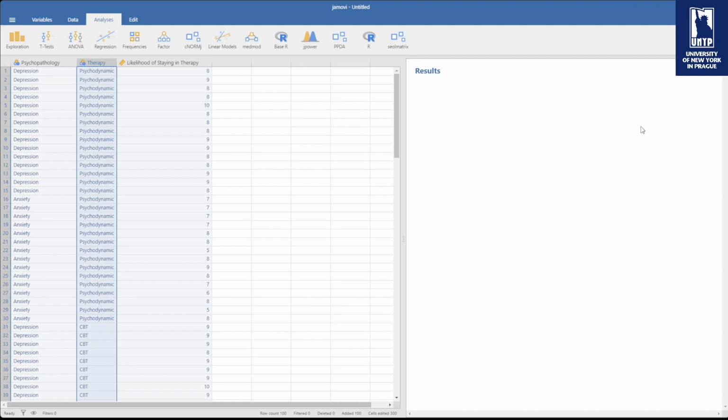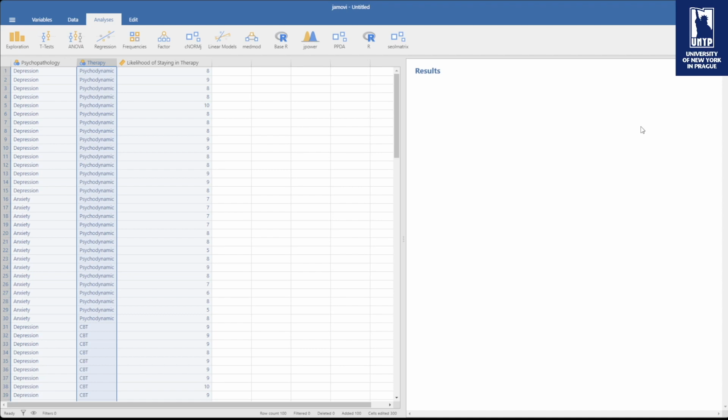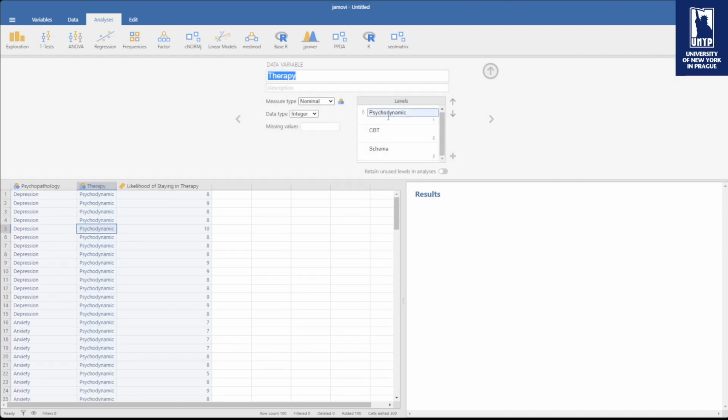Now, we have instead interaction effects. They explore instead how one independent variable affects the dependent variable differently at different levels of the other independent variable. Even this is probably even harder to digest. Now, if we look at the therapy here, we have 3 levels, and psychopathology we have 2 levels. So we want to see, for instance, in the interaction effect, how the difference between depression and anxiety on likelihood of staying in therapy differs at a different level.